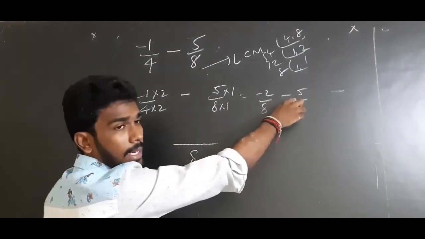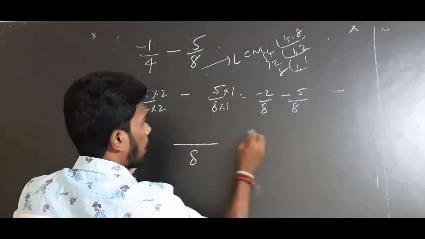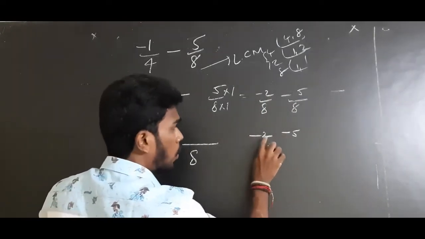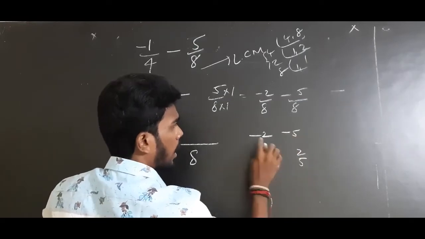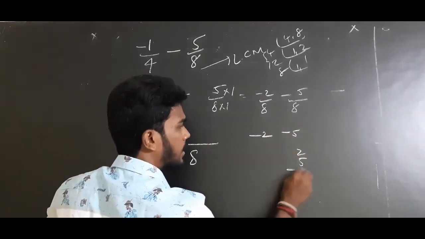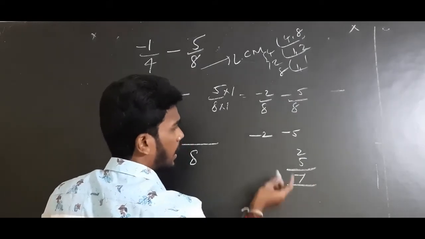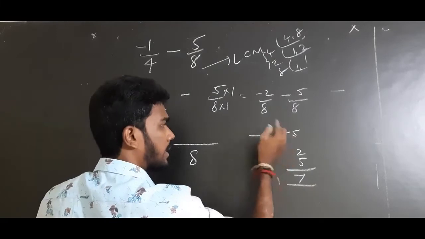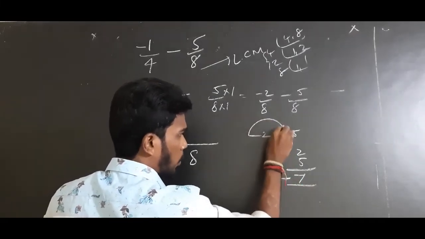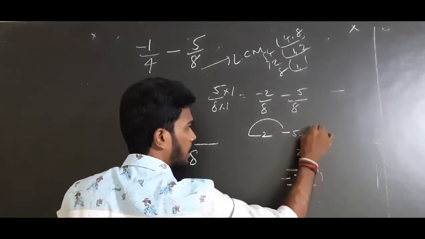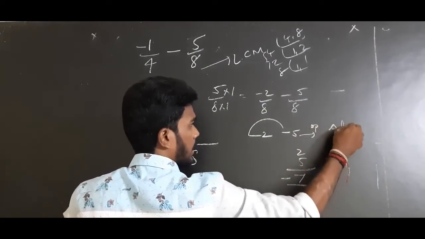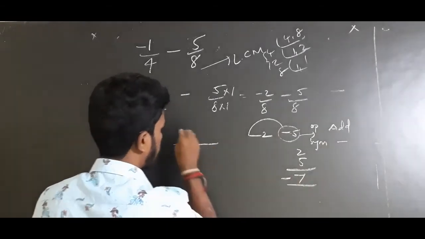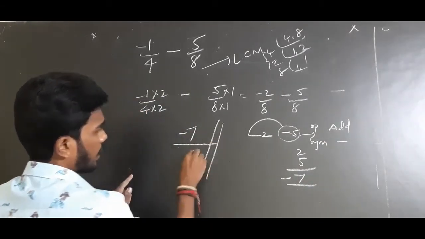So minus 2 minus 5. This is not a multiplication sign. So 2 and 5 should be added. Both are minus. If both are minus, the operation should be addition. So 7. And what is the symbol for the highest number? It is negative, so minus. When we have two minuses, we have to do addition, and the symbol is that of the highest number, which is negative. So minus 7 by 8 will be the answer.